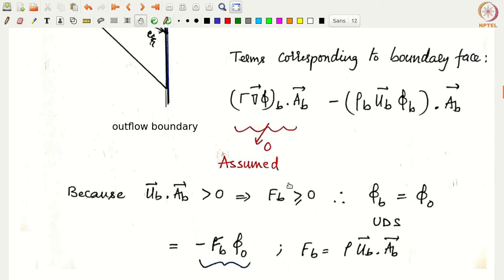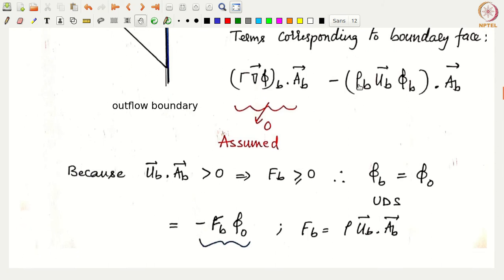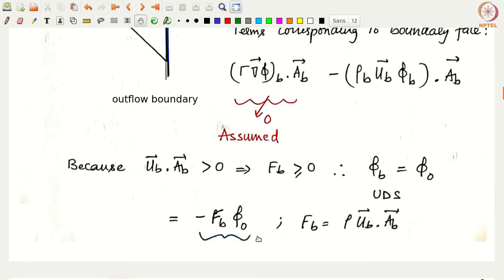Then we can rewrite this term, minus rho b ub bar phi b dot ab bar, as minus fb times phi naught, because fb itself is rho ub bar dot ab bar. So this is now your convection term, evaluated for an outflow boundary. Now where will this term go? Will it go into the b term? No, it will go into the AP term, because you have phi 0. So this has to go into the AP term, the central coefficient for C0.